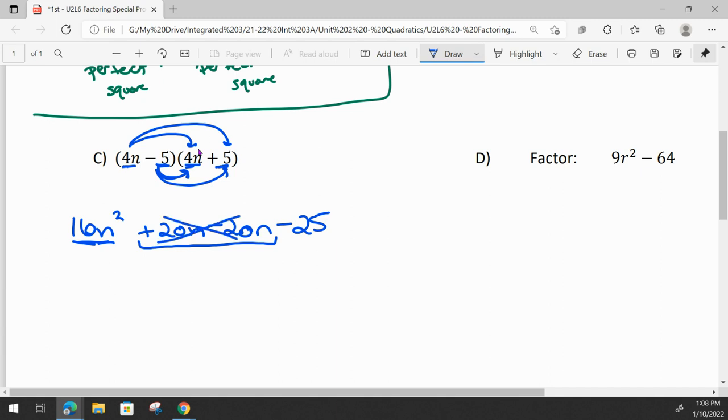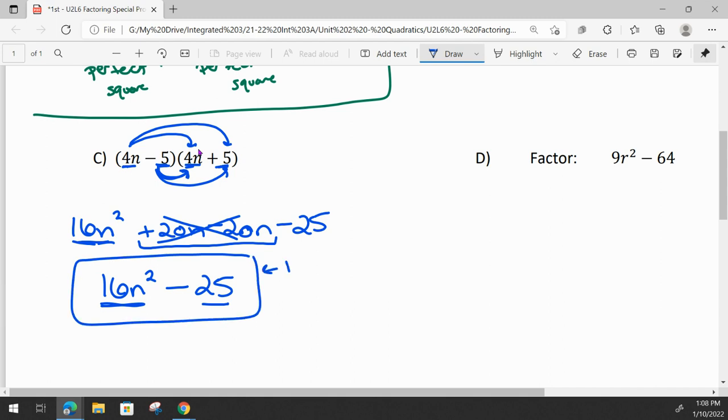So when we eliminate or cancel out those middle terms, we end up with 16n squared minus 25, which is a perfect square minus another perfect square. So we call this a difference of two squares, or just a difference of squares.